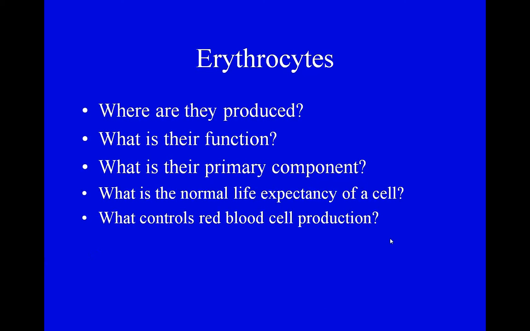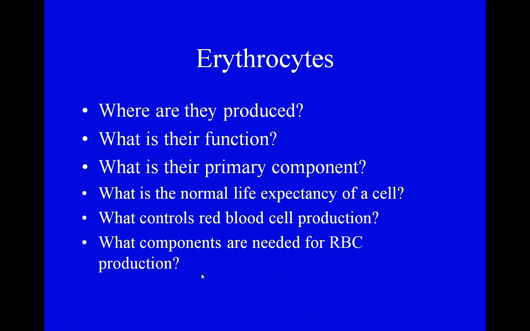What things control red blood cell production? We know where they come from, but what's the mechanism for the bone marrow to make those red blood cells? And what components are needed for red blood cell production? What things does the body have to build red blood cells? If you remember the term heme, H-E-M-E, it referred to iron. So we must need iron to make red blood cells, and I'll bet you've heard of people who have anemia because they don't have iron, they have iron deficiency.